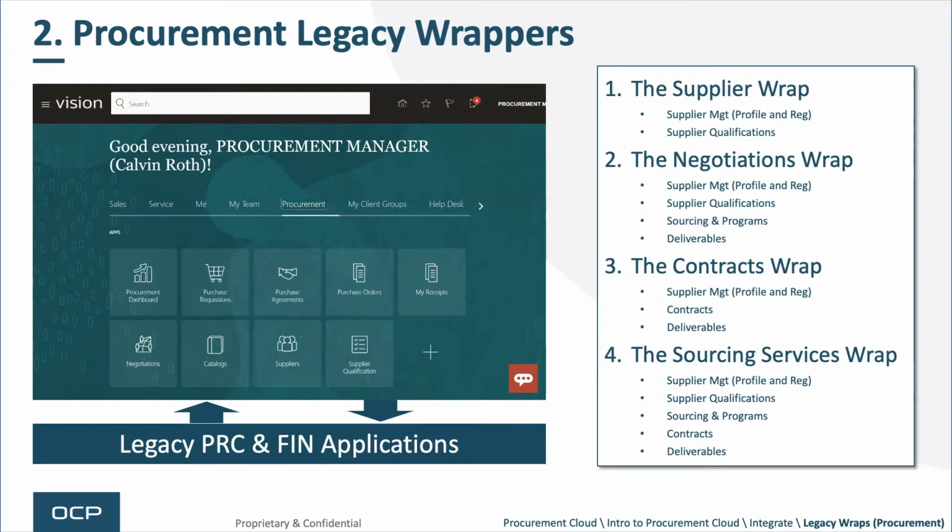Similar, but slightly different to that, is the contracts wrap. So again, with the suppliers, minus the qualifications, they're not directly related to the contracts as they are with sourcing events. And then deploying contracts and deliverables. And then finally, there's the sourcing services wrap, which we'll talk about a little bit more in detail. And that's kind of the full Monty, if you will. It's the suppliers, so contacts, profiles, registration, internal, external. It's supplier qualifications to include initiatives and assessments, sourcing and programs, contracts, so that's pre-purchase contracts, purchase contracts, SOWs, etc. And then finally, the deliverables that are related to those contracts to manage compliance.